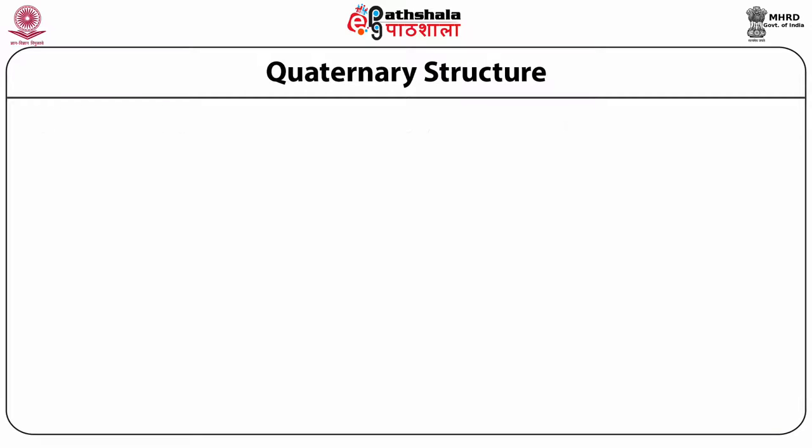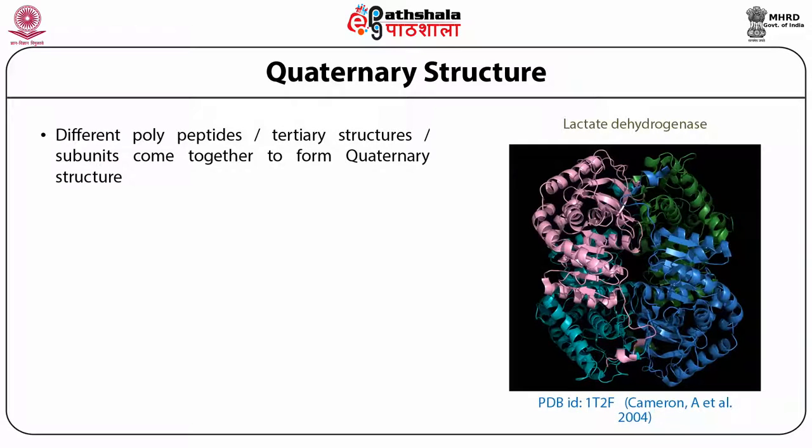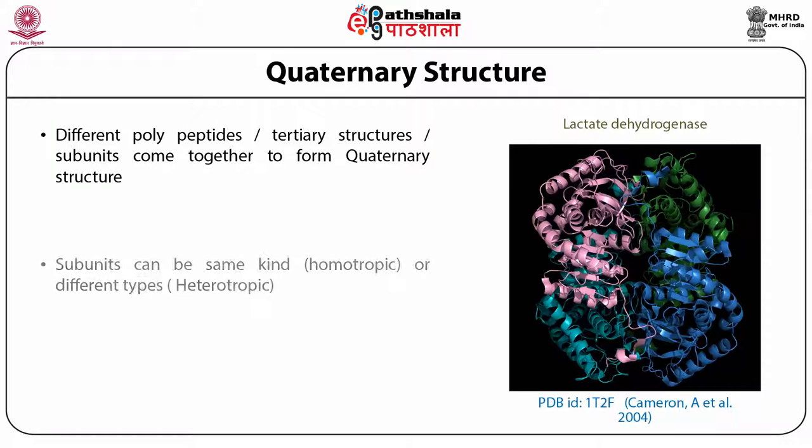Quaternary structures. Different polypeptides, or different tertiary structures or subunits, come together to form a quaternary structure. Now, these domains could be a single polypeptide or different polypeptides. The subunits can be of a similar type or different type. The similar type of subunits we call homotropic quaternary structures, and if you have different kinds of subunits, we call them heterotropic quaternary structures. These quaternary structures generally have internal symmetry.